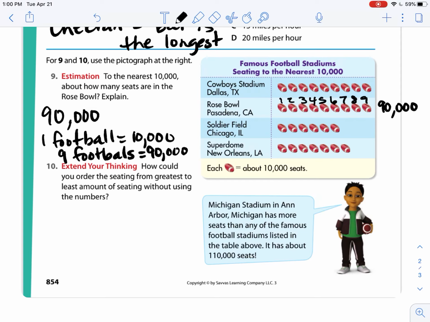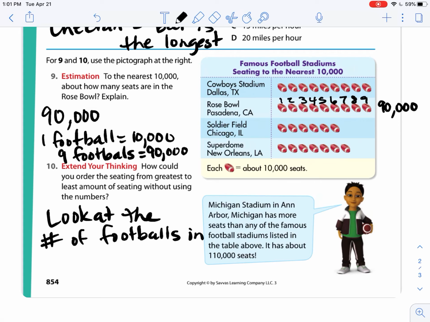I think that's really important on questions like this. Number 10, extend your thinking. How could you order the seating from greatest to least in the amount of seating without using the numbers? Well, I would look at the number of footballs. Well, we would have the Cowboys Stadium and the Pasadena Rose Bowl are the same. Then it would be the Superdome, and then it would be Soldier Field. So I would look at the number of footballs in order greatest to least. So technically that's all I would have to do.